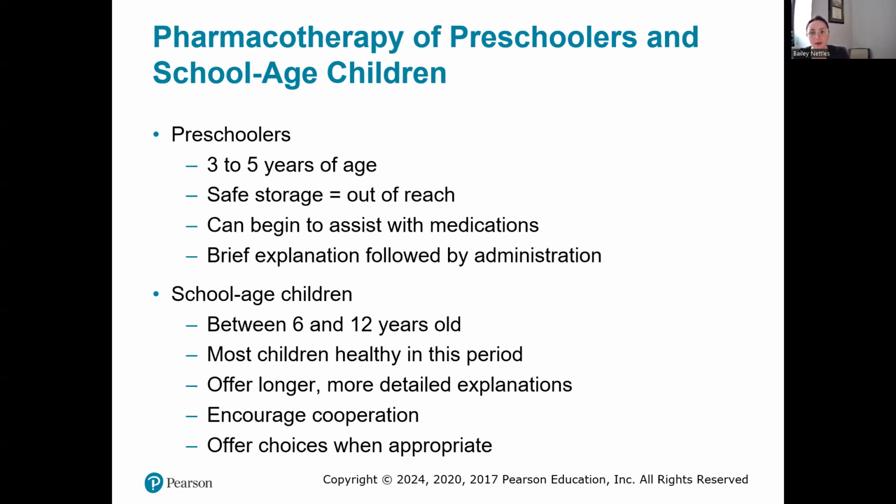6 to 12. Okay, now we've got school-age children. They can make their own choices. Usually they might need a little help, okay? So give them choices if they're available. If they have to get their medication mixed into food, ask them what food they want it mixed into. Let them pick out what ice cream they want, whatever they want. Encourage cooperation. Help them learn and help them understand stuff, okay? So now you can give them more detailed explanations. Hopefully the children are healthy between this time and you don't have to give them medications, but they still need immunizations and things like that.